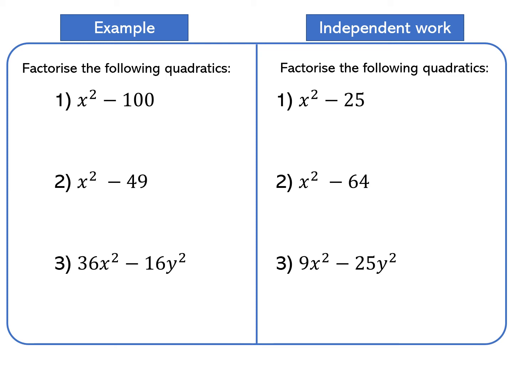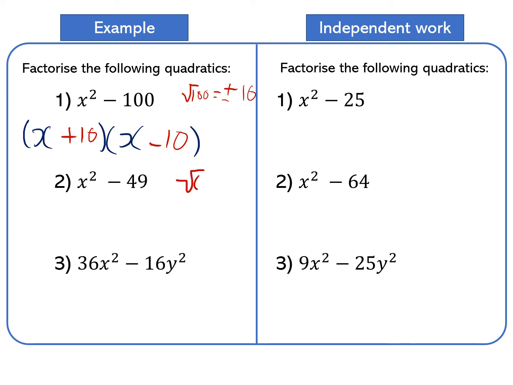So we've got x squared minus 100. We need to factorize the following quadratics. So I'm just going to look at the square root of 100, which is plus or minus 10. And I'll quite simply put that in now. So I've got x plus 10 and x minus 10. That's done.